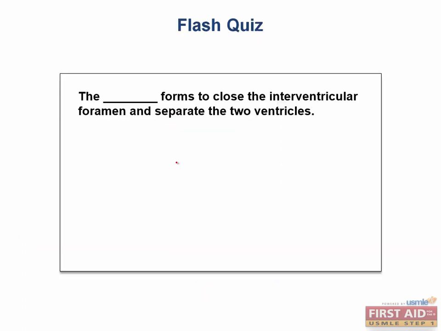Excellent, guys. Let's keep going. On to a flash quiz for us. The blank forms to close the interventricular foramen and separate the two ventricles.